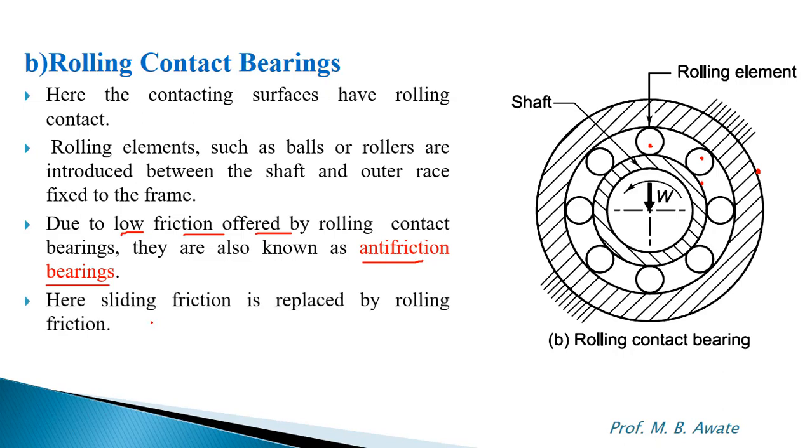If I compare it with the sliding contact bearing, the sliding friction is replaced by the rolling friction. So this is the first type, that is, bearings classified depending upon the type of contact.